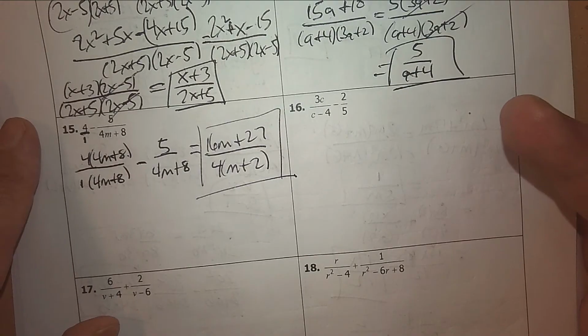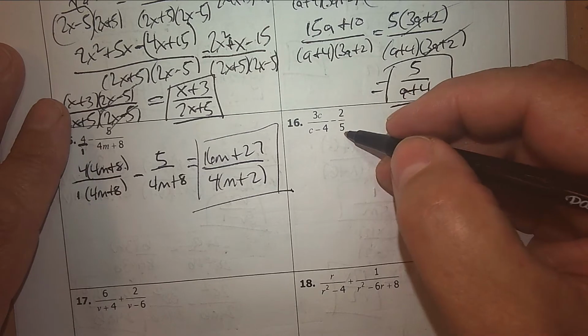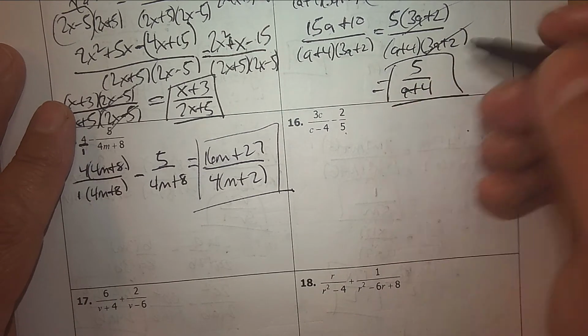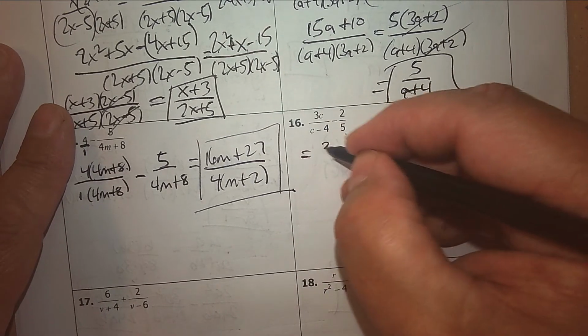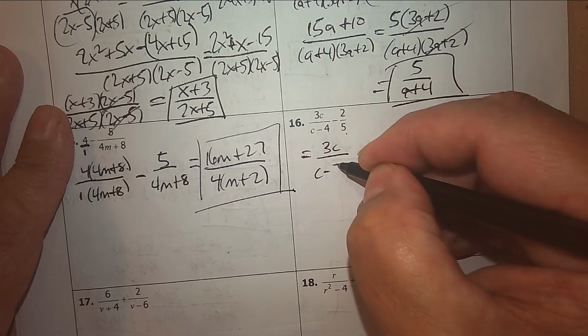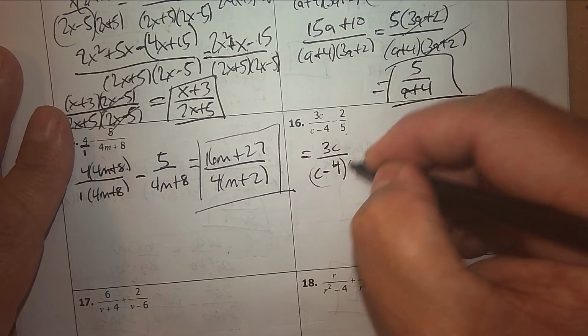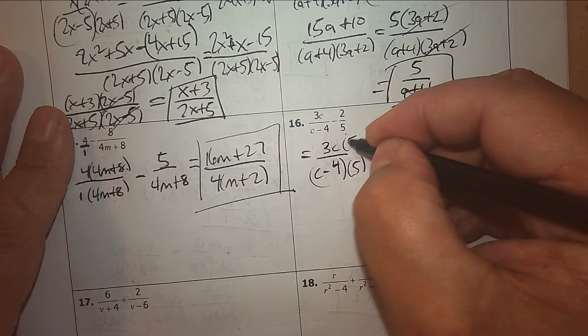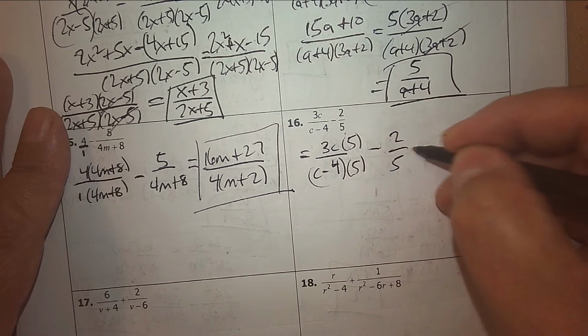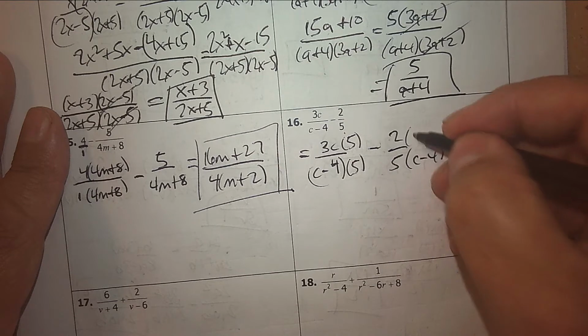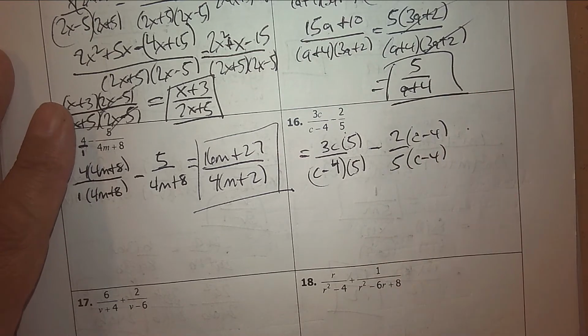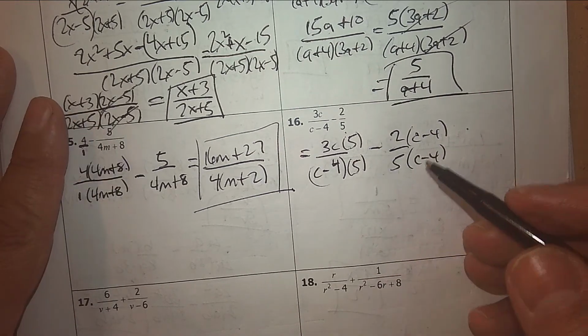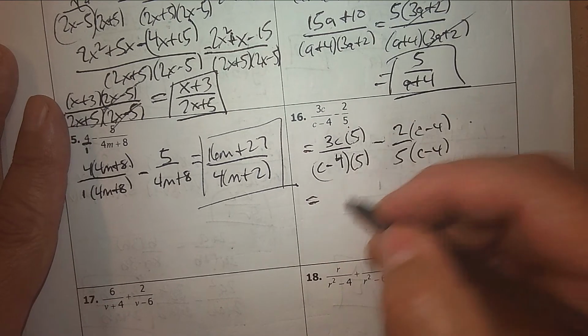Number 16. Again, both denominators are prime, so the only way to get common denominators is to take the other denominator and multiply top and bottom. So I'm going to take 5 top and bottom. And for the second one, I'm going to take c subtract 4 top and bottom. So I take the other denominator and use it to create a common denominator. So 3 times 5 is 15.